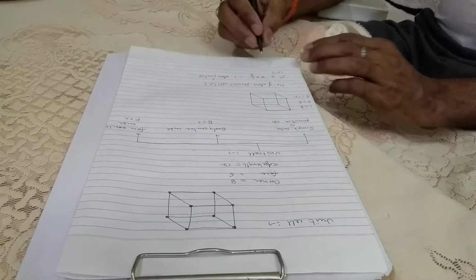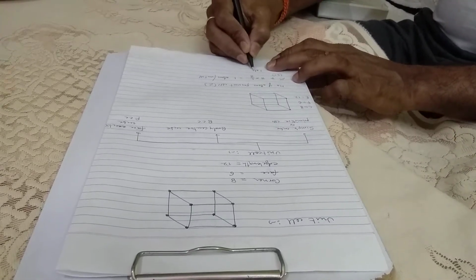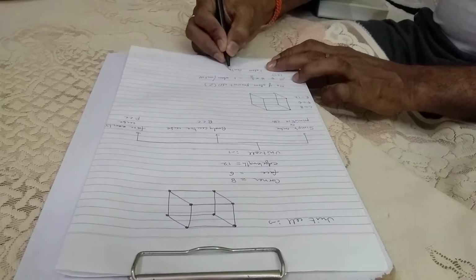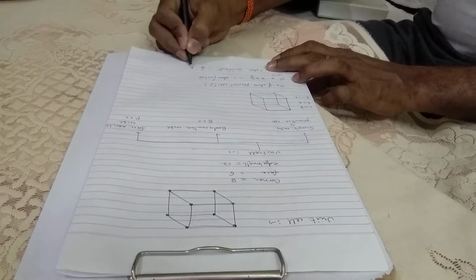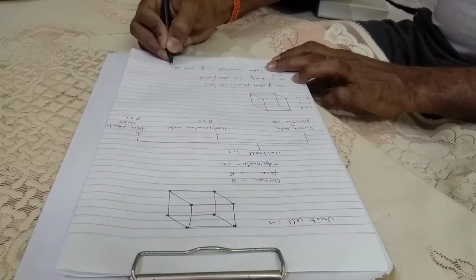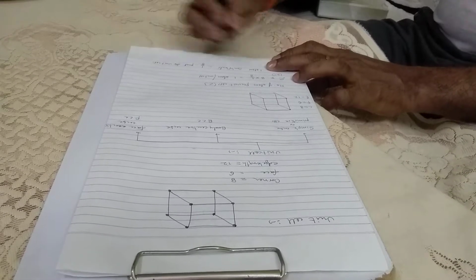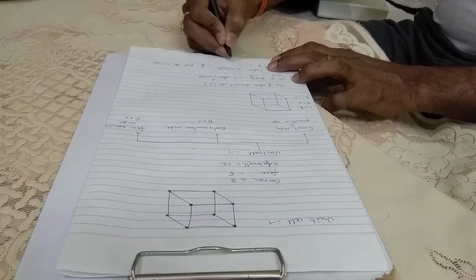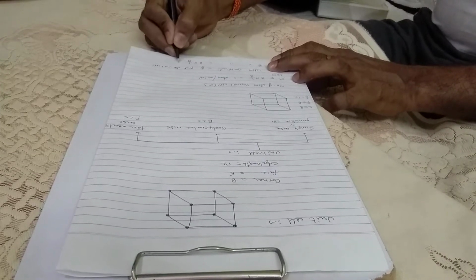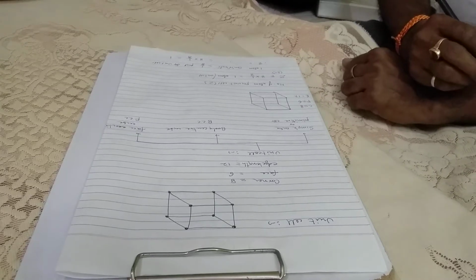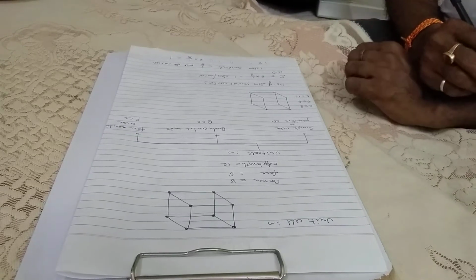Or you can remember it this way: 1 atom contributes 1/8 part to the unit cell. Therefore 8 atoms give 8 into 1 by 8, that is equal to 1 atom per unit cell. This is for simple cube.